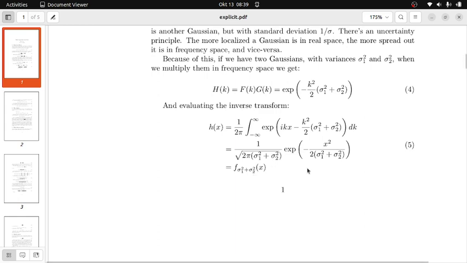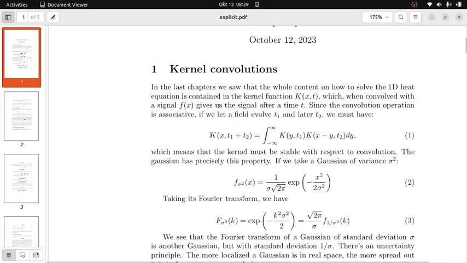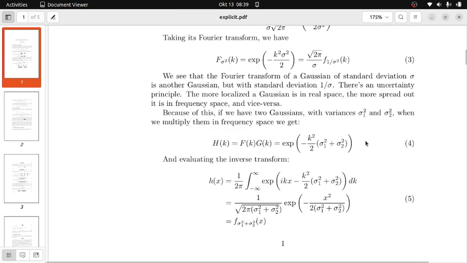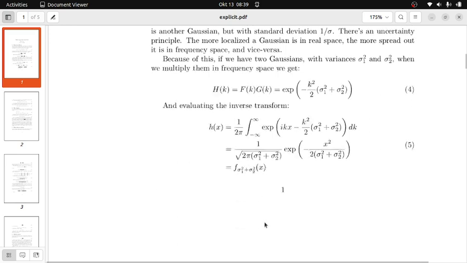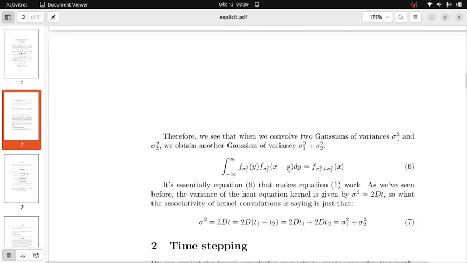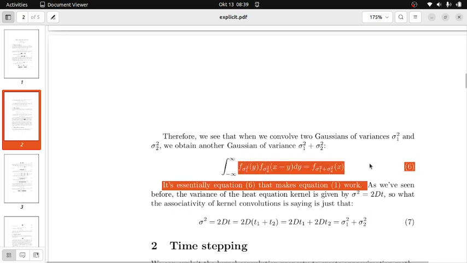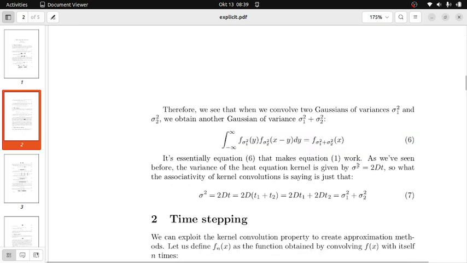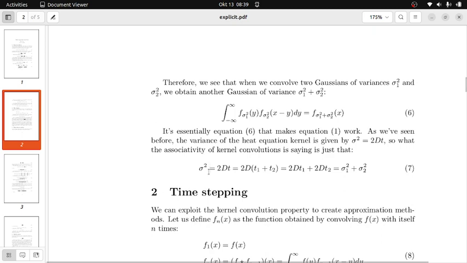So we have a very interesting property that guarantees that this equation here is true. It's because the Gaussian is stable with respect to convolution, right? If you take the convolution of two Gaussians, the result will be another Gaussian whose variances are summed. This is just what I said here in the form of an equation, and if you recall, the variance of a Gaussian that is the solution of the heat equation is 2Dt, right?